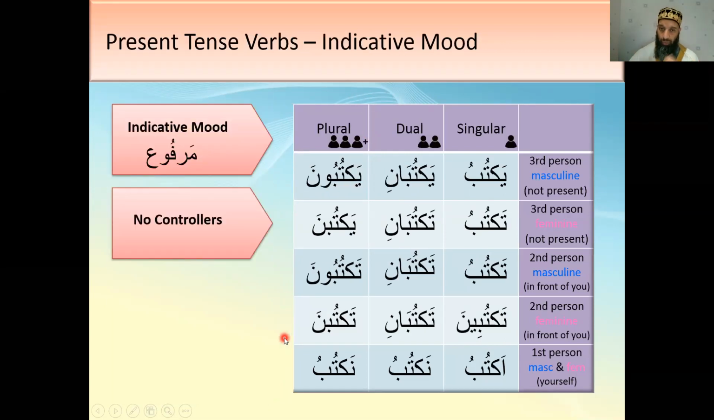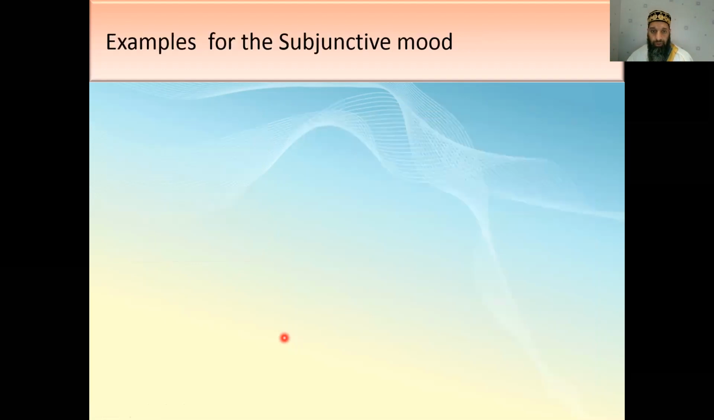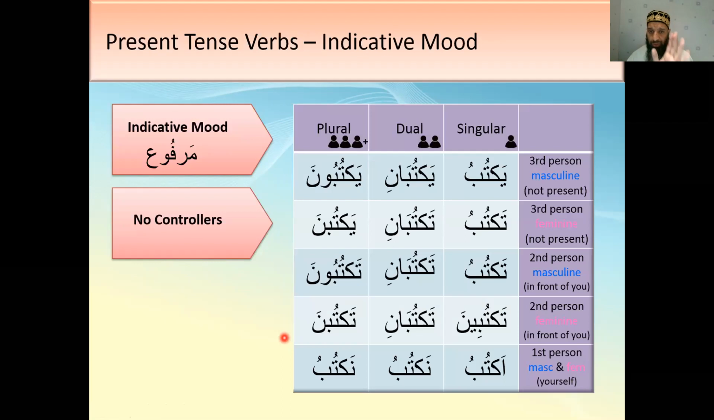One of the benefits of knowing this is sometimes you might see yakfuru and say, what's yakfuru? I don't know yakfuruna. Why did the noon disappear? It's disappeared because a controller has come in front of it to cause it to disappear. That's one of the ways it disappears. There are other ways as well, but this is the way that the book taught. Maybe those other ways are a bit trickier, so they're not mentioned.